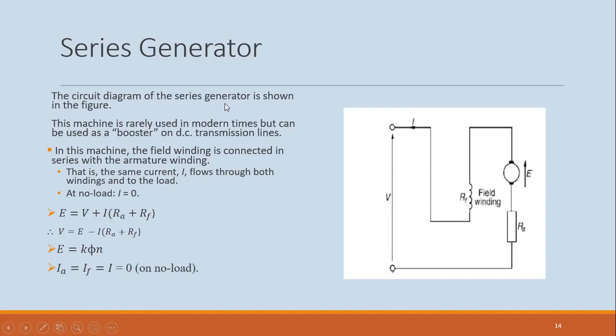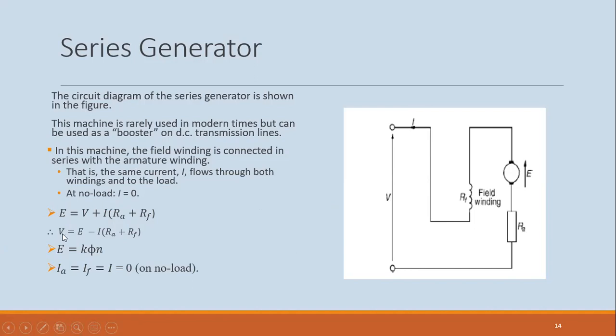Series generators are rarely used, but it's used in DC voltage transmission. At no load, I is equal to 0, so no current basically will be flowing in here. And you know, the equation again for the generated EMF is E equals V plus I into (RA plus RF).